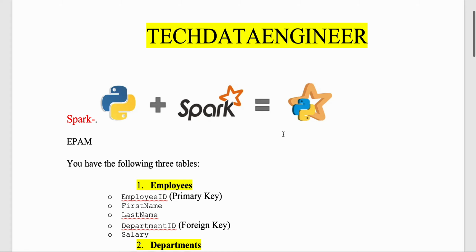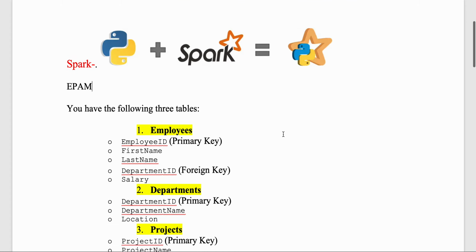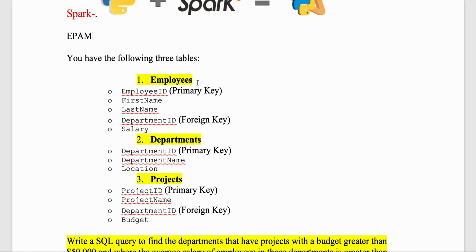Okay. So the first question was: you have the following three tables. One is employee, with a schema of employee ID, first name, last name, department ID, and salary, where employee ID is the primary key and department ID is the foreign key for this table. Then we have the department table, where department ID is the primary key, and department name and location are there.